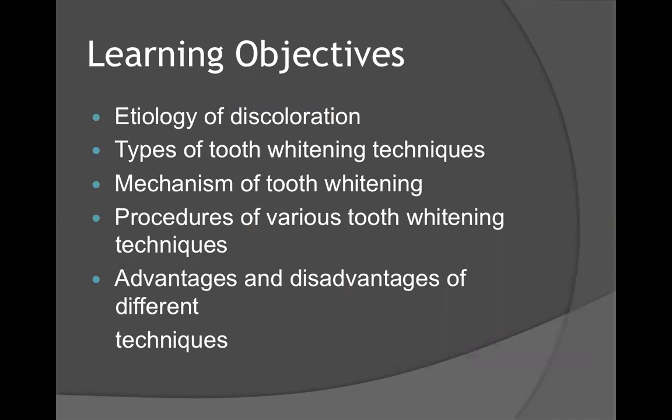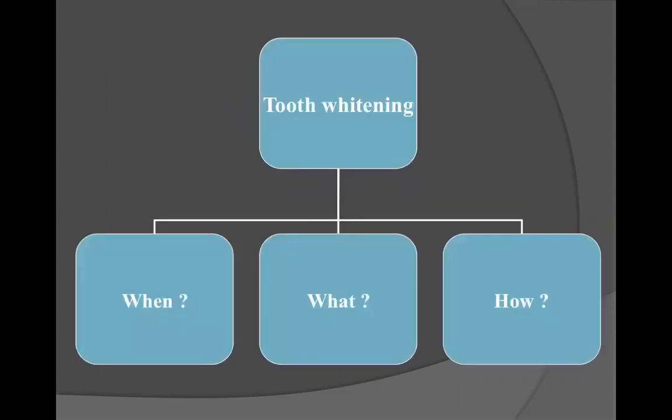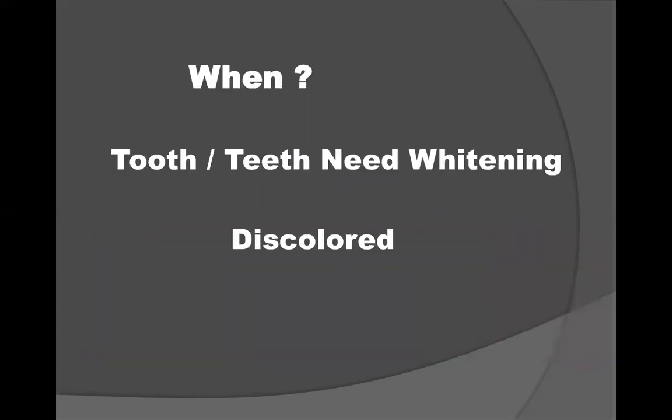The learning objectives: at the end of the session, the students would be able to know the etiology of discoloration, types of tooth whitening techniques, mechanism of tooth whitening, procedures of various tooth whitening techniques, and the advantages and disadvantages of various techniques. How is tooth whitening done? When is tooth whitening done? And what is utilized for tooth whitening is the question.